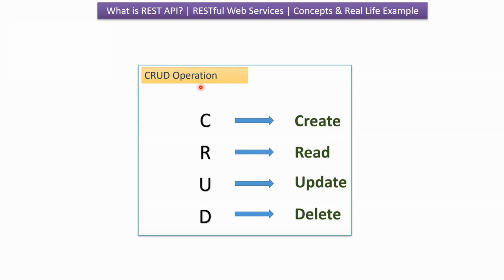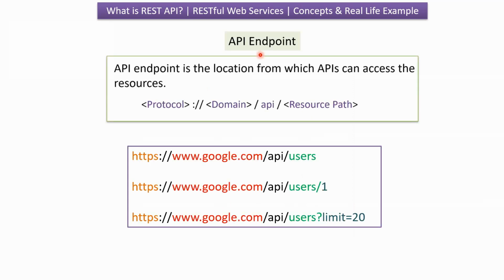Using web services, mostly we will do CRUD operations. C for create the resource, R for read the resource or get the resource, U for update the resource, D for delete the resource. Now we will see what is an API endpoint.